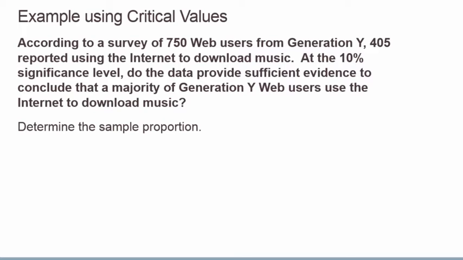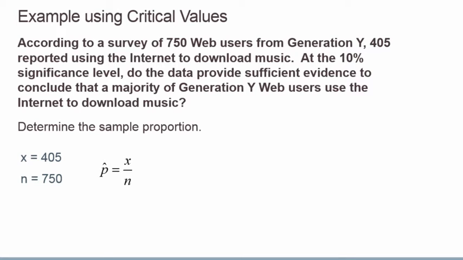Example using critical values. According to a survey of 750 web users from Generation Y, 405 reported using the internet to download music. At the 10% significance level, do the data provide sufficient evidence to conclude that a majority of Generation Y web users use the internet to download music? Determine the sample proportion. We need to know x and n.